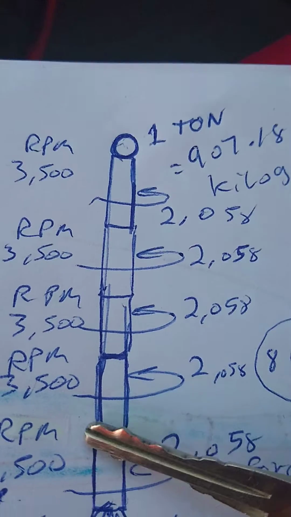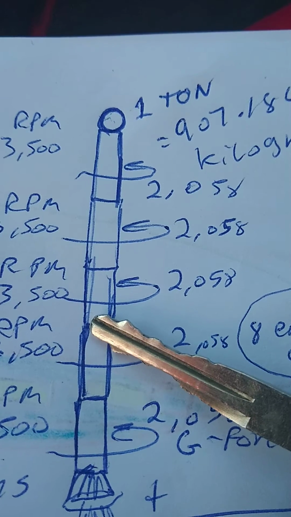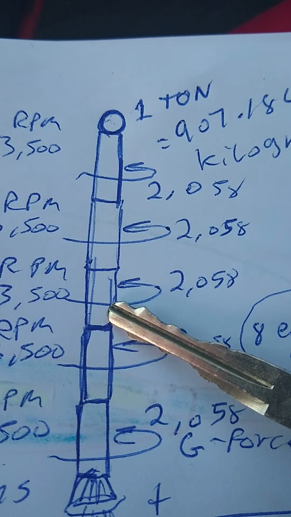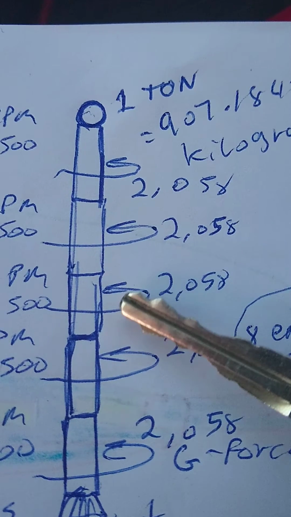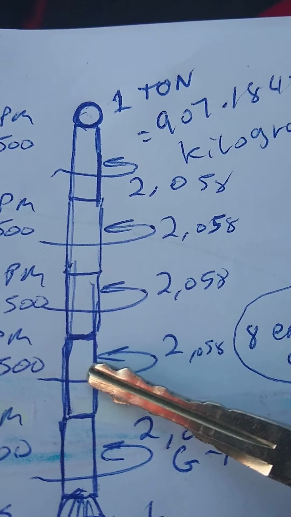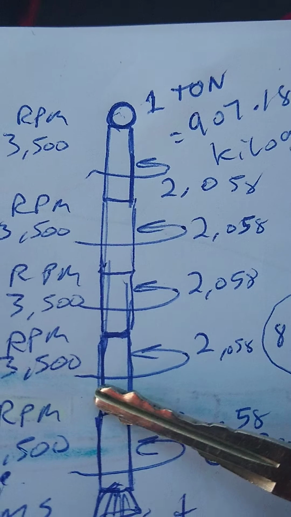Let's say you have 8 engines. Each one's spinning at 3,500, so the one on top is always going to spin faster than the one on the bottom, even though they're spinning at the same speed. So it's all cumulative speed. Even though they're spinning at the same speed, the one above is going to be spinning faster than the one on the bottom. So each one is spinning at 3,500.